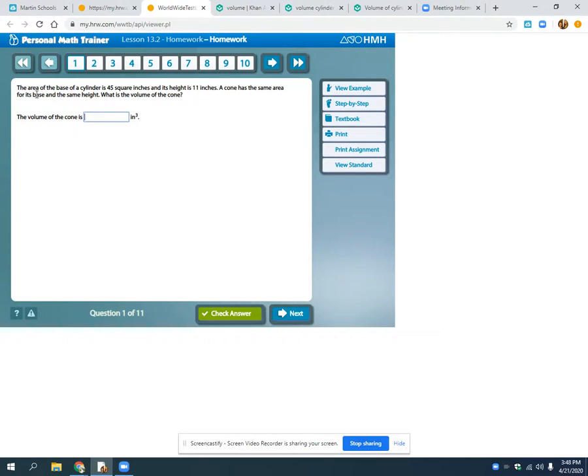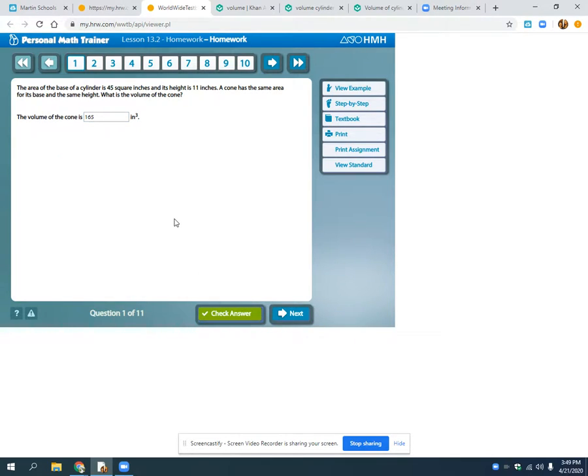If they tell you that the area of the base is 45, they've already computed pi r squared for you. So you just have to take this number and multiply it by your height. Then you have to take that number and divide by 3 because we are talking about cones. So multiply by 1/3 or divide by 3, which is easier. In this case, I would do 45 times 11, and then I would divide by 3, which is 165.